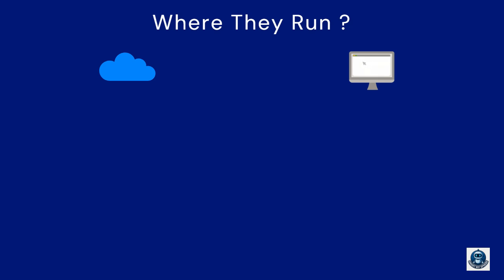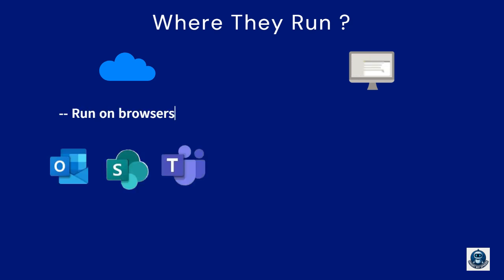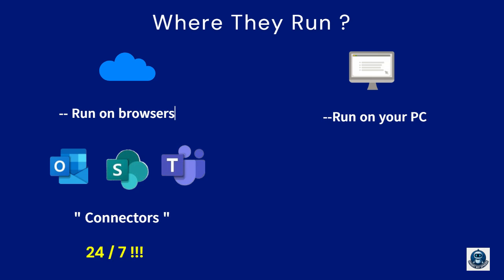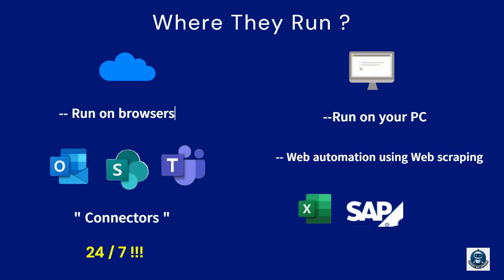Power Automate Cloud runs in your browser. It automates cloud apps like Outlook, SharePoint, and Teams, and any applications via APIs called connectors, from anywhere, 24/7. Power Automate Desktop runs on your PC and automates web applications using the web scraping method, and desktop apps like Excel, SAP, or even Notepad, using UI automation without the help of any APIs.